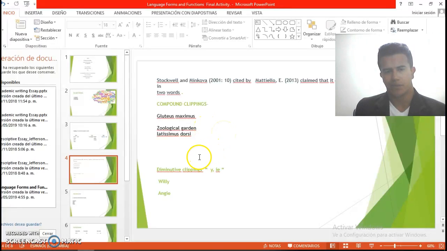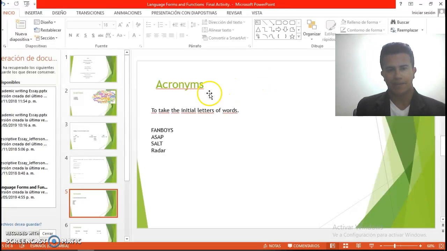Another type that is worth recalling is concerning diminutive clippings. It is the way people show affection to somebody who is important for them. So for the most part, it's highly likely that we are going to use them when we're talking about names, by using I, Y, and IE in the names, for example, just like Willie, which is the diminutive of William, or Angie, which represents Angela.